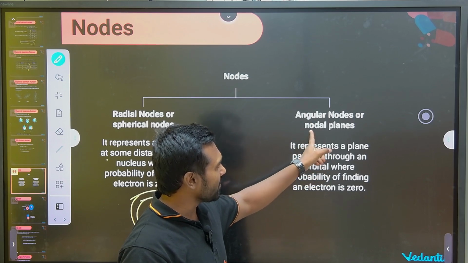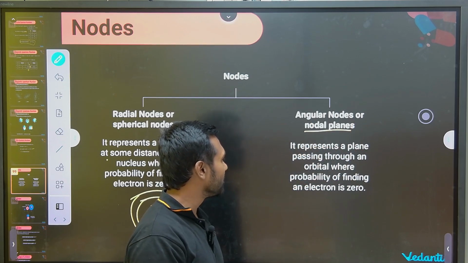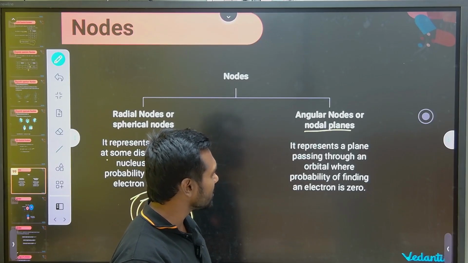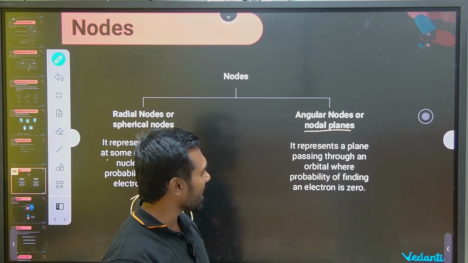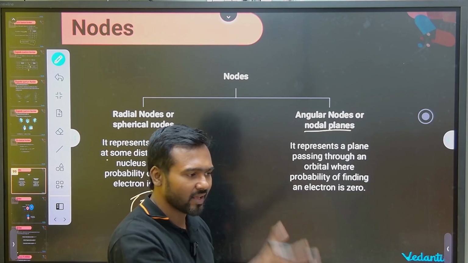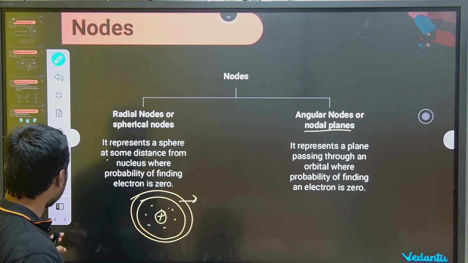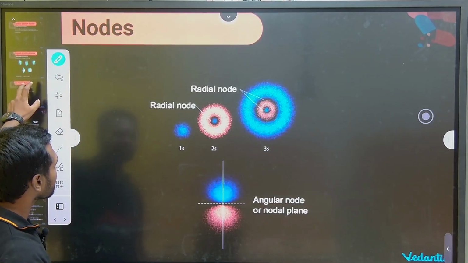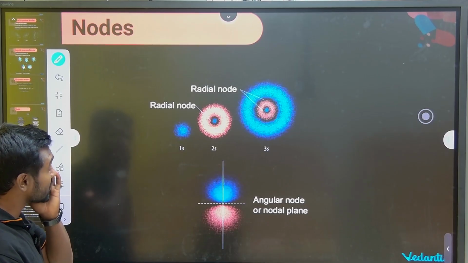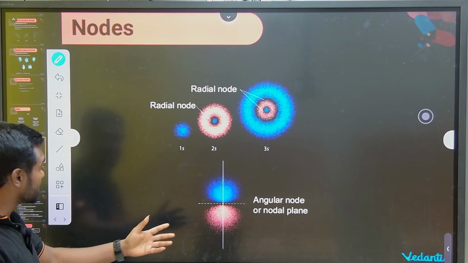This is nodal plane. Remember, nodal plane is very easy. It represents a plane passing through the orbital where the probability of finding the electron is 0. Whichever plane you are taking, in that plane you can't find the electron. So these are radial nodes, and these are angular nodes.